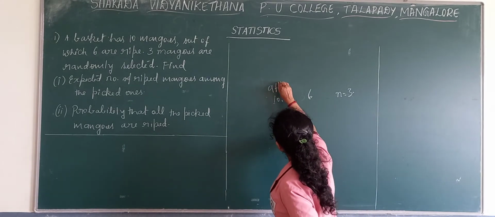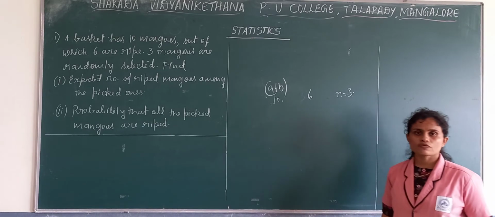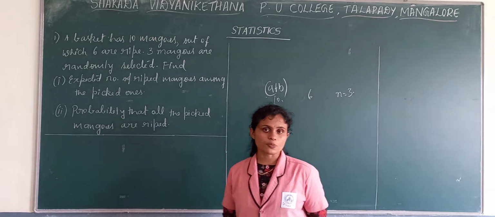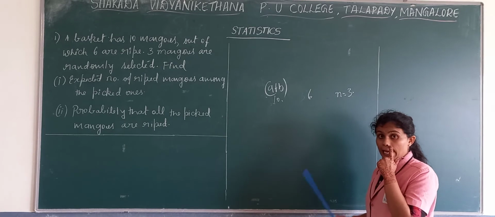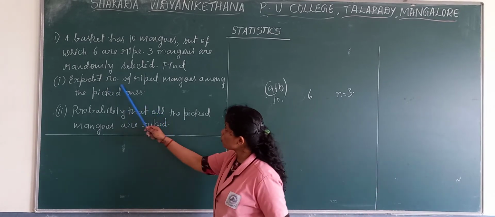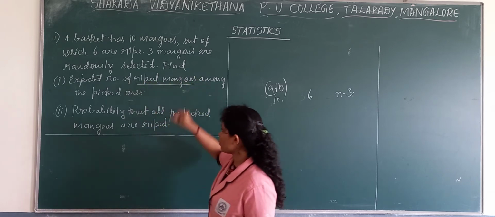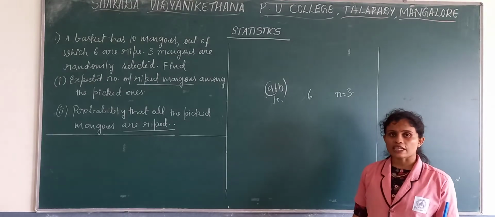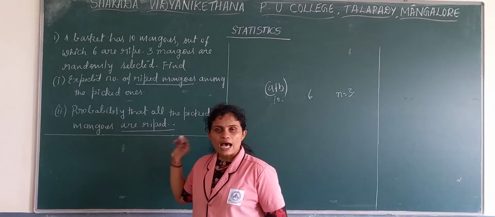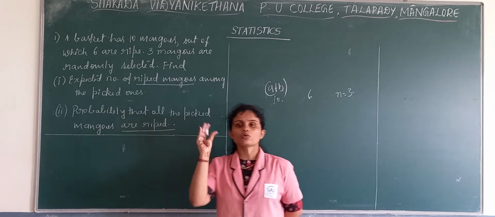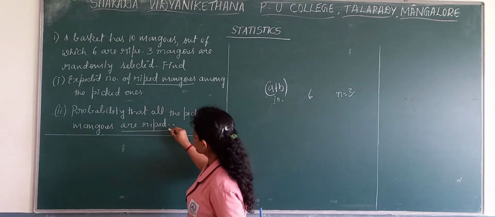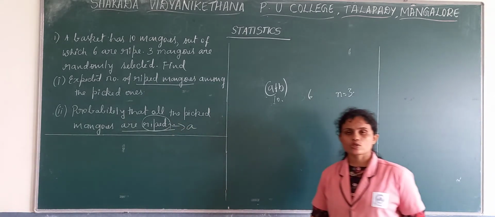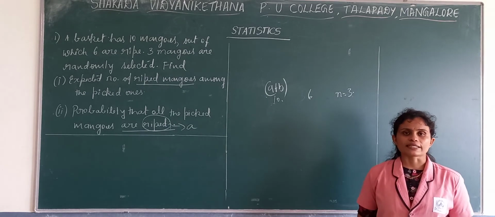The 10 is A plus B. Most of the time you will be given the total number, and from that you have to identify which is A and which is B. Now, in order to find A and B, you have to see the question. Now, the question is about ripe mangoes. So that will always be A. Ripe mangoes will always be A, and what is remaining, that is B.